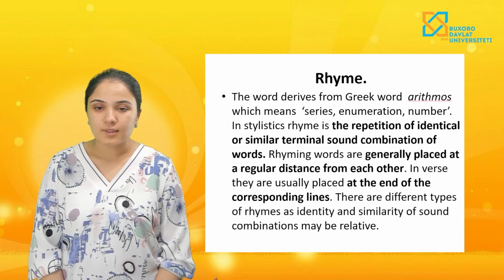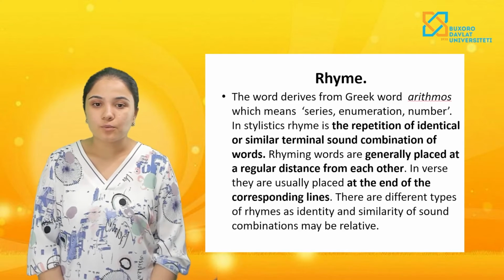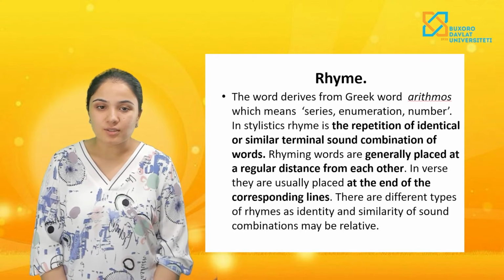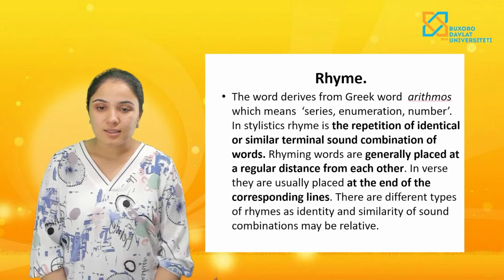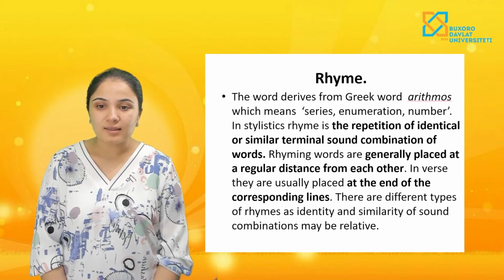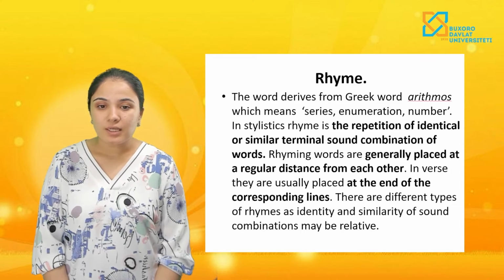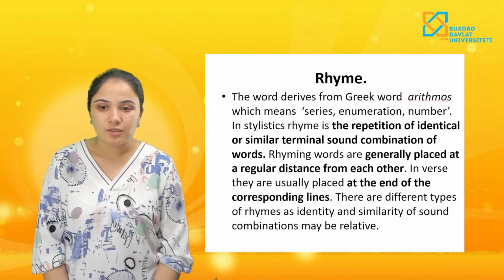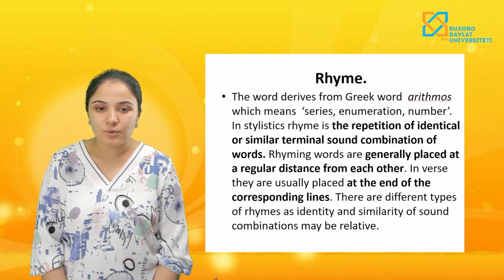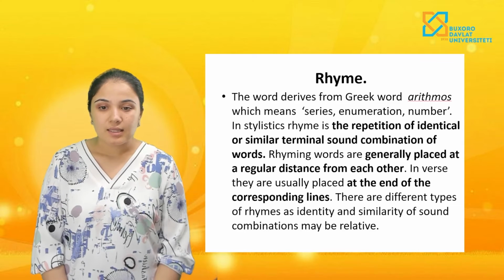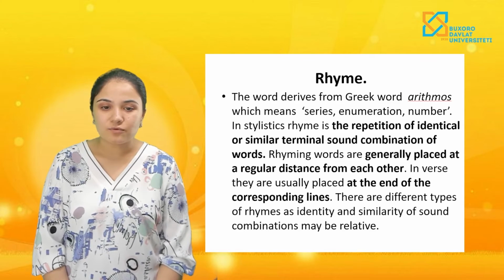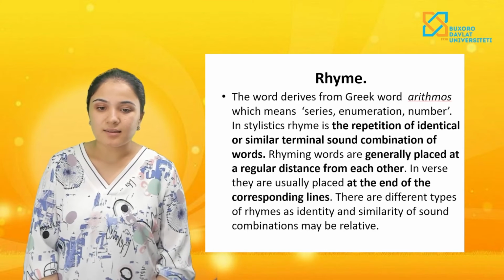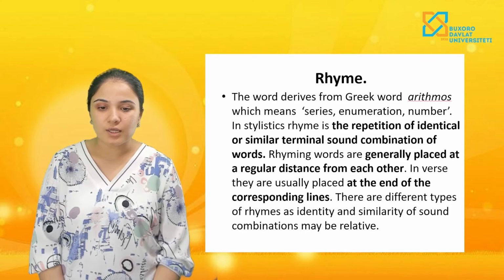Rhyme. The word rhyme derives from a Greek word arithmos, which means series, enumeration, number. In stylistics, rhyme is the repetition of identical or similar terminal sound combinations of words. Rhyming words are generally placed at a regular distance from each other. In verse, they are usually placed at the end of the corresponding lines. There are different types of rhymes as identity and similarity of sound combinations may be relative.